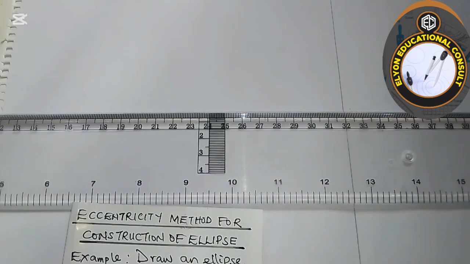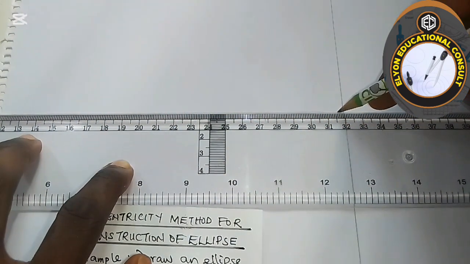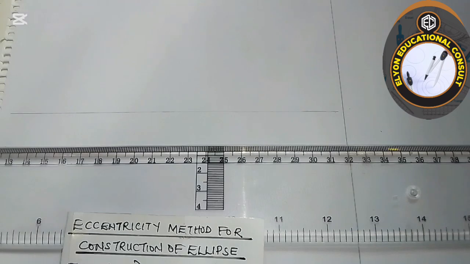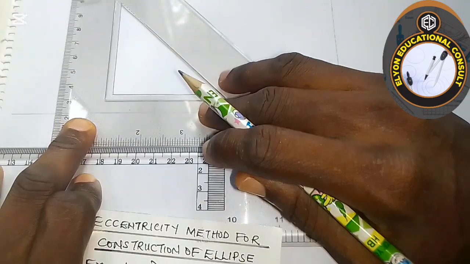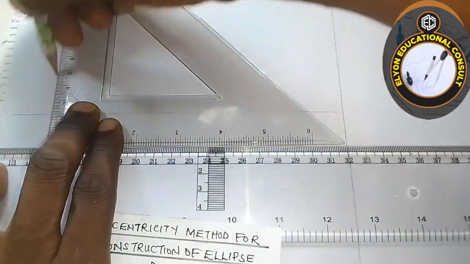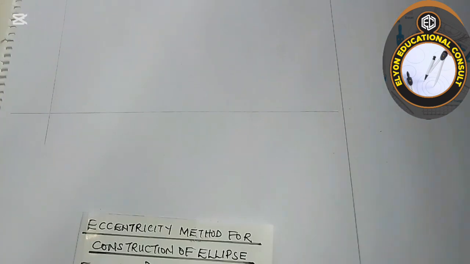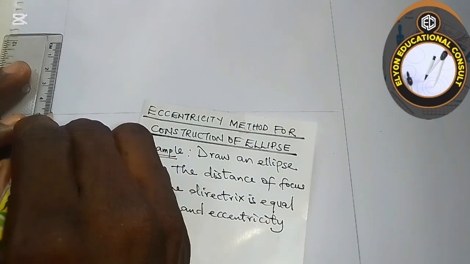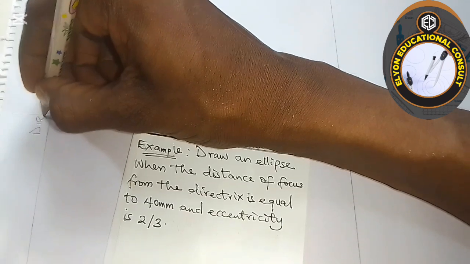So I'm going to draw a horizontal line this way. Then I will draw the directrix from any point this way, like this. Then let me bring this line down. Let me drop this line, this vertical. So this is our directrix.